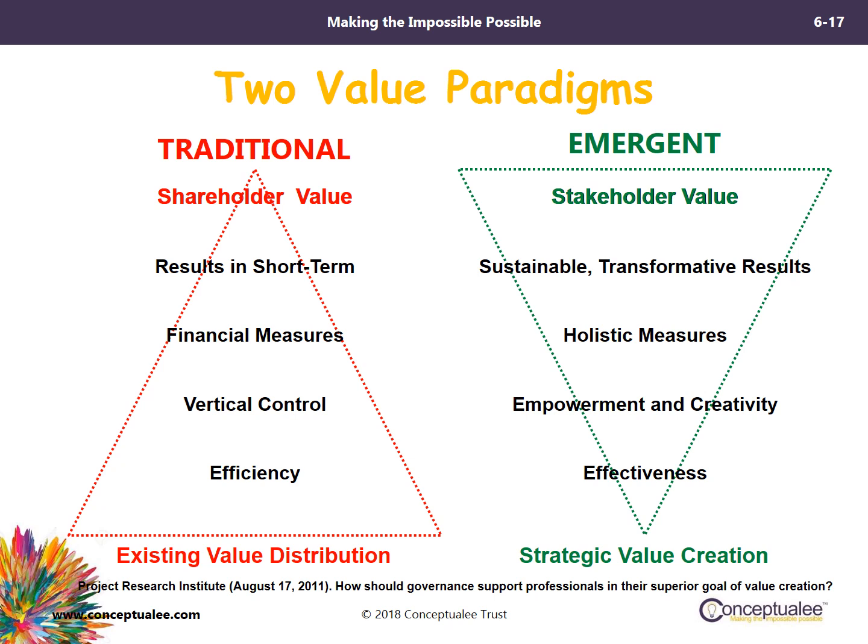Now, the diagram on the right side shows an emergent paradigm, which is a strategic value creation model that works in the service of stakeholder value. It starts at the bottom here and seeks to increase value through a focus on effectiveness, empowerment, and creativity, and holistic measures to produce sustainable, transformative results in the form of stakeholder value. As you can see, the emergent model of strategic value creation shares the venture's value far more broadly and sustainably than does the traditional one.